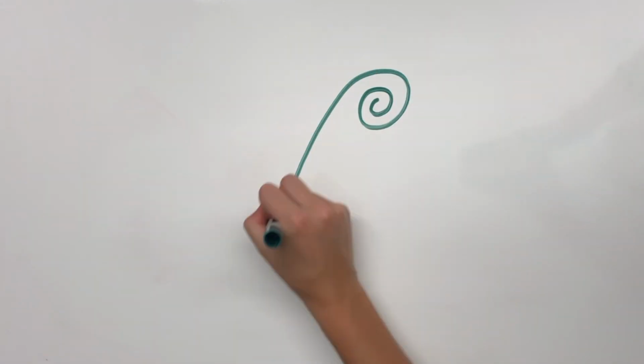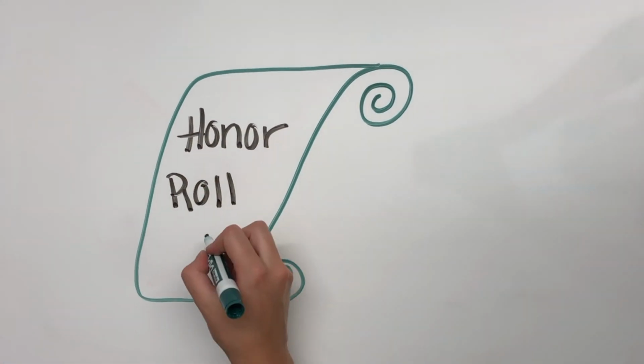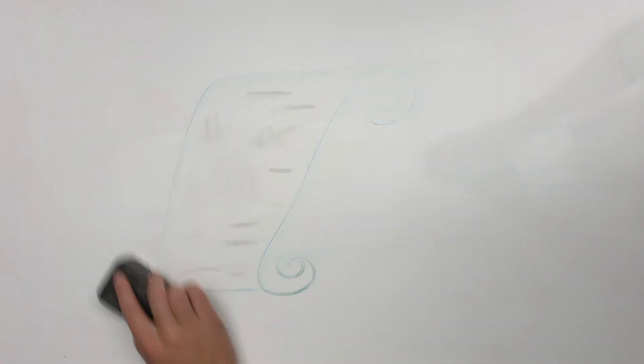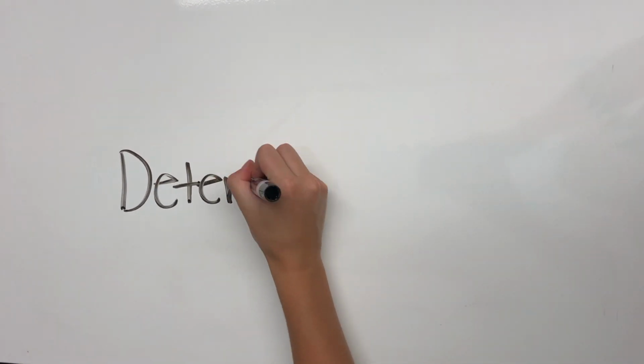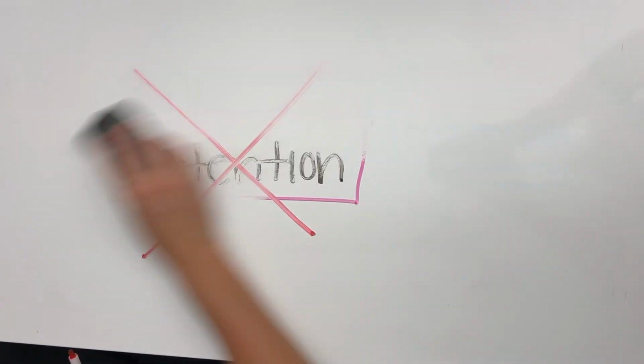There are other small ways to earn points throughout the year, such as honor roll and detentions. Each house gets points for how many students they have on the honor roll. And for detentions, well, the fewer detentions your house has, the more points you earn.